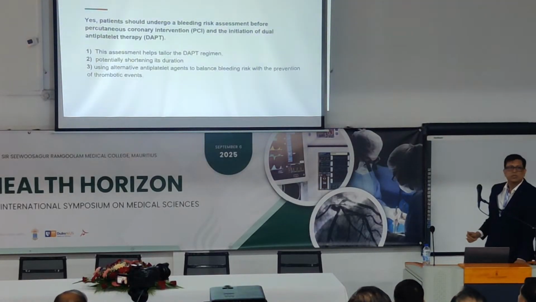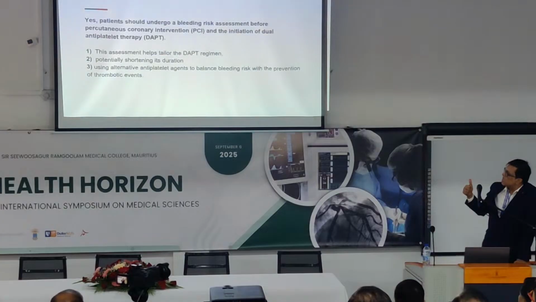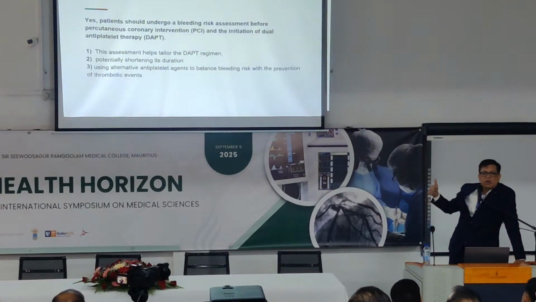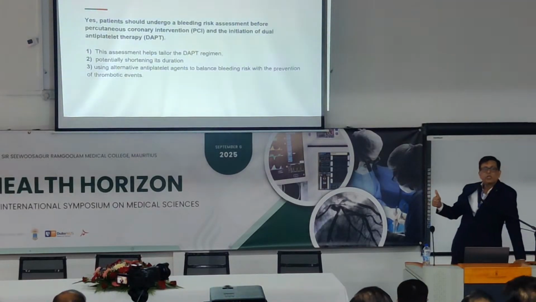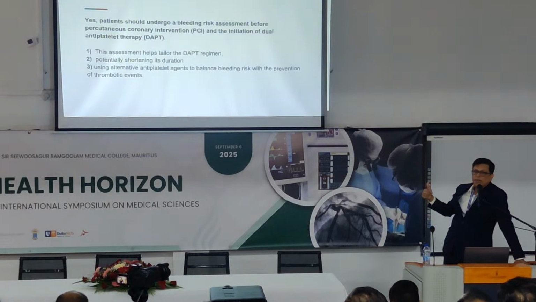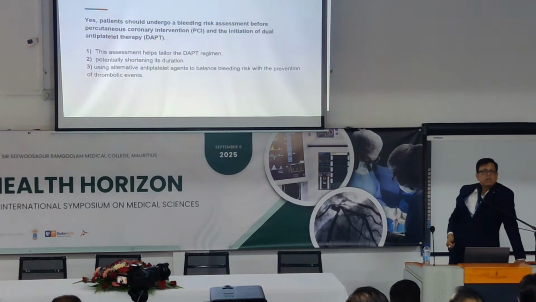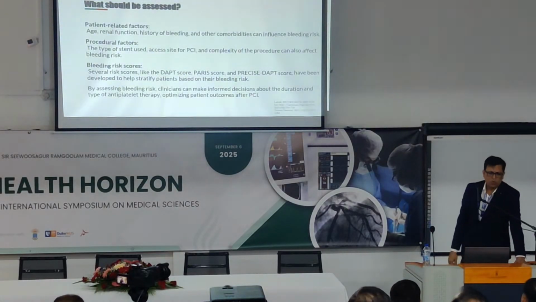Why? How will it help us if we do the bleeding risk assessment? One, this assessment helps you decide the duration of DAPT, dual antiplatelet therapy. Second, potentially shortening the duration, and if possible, we can use an alternative antiplatelet agent to balance bleeding risk with the prevention of thrombotic events. So this is it.